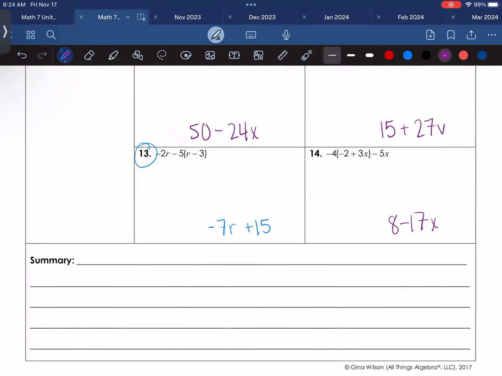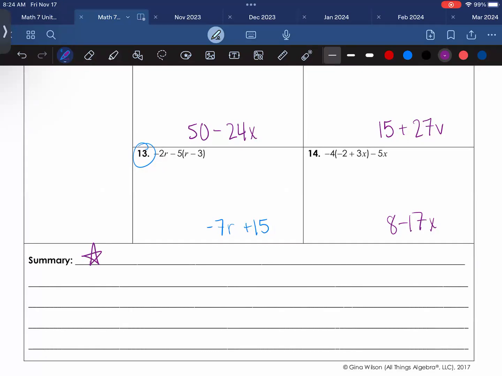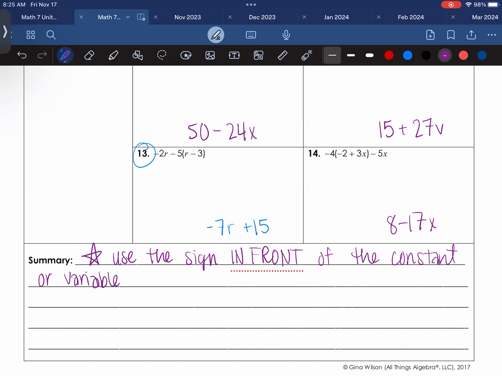Now for the summary down here, we normally don't really fill this out, but I do want to make a point that, remember, you need to use the sign that is in front of the constant or variable to determine if it's positive or negative. So that's just a little note there to keep in mind.